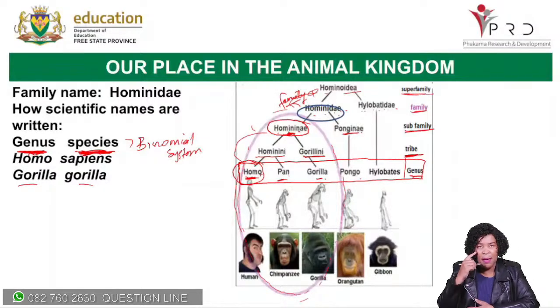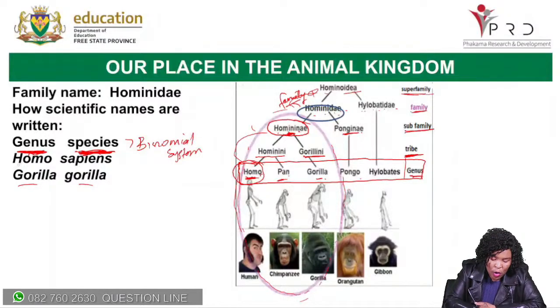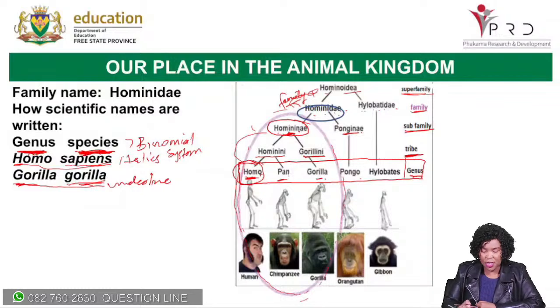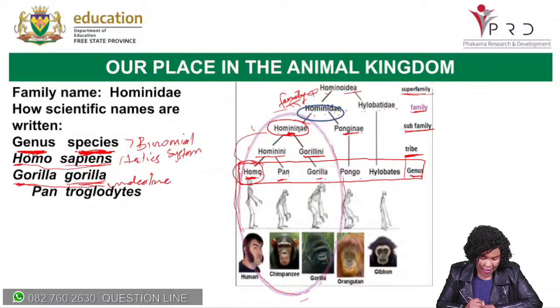Gorilla gorilla. Remember, the first part, the genus name, the first letter you must write in capital letter, and then the specific species name you must write in small letters. And all must be in italics if you are using a computer, and then if you are writing in pen, you must just underline the scientific name. That is how you write a scientific name.